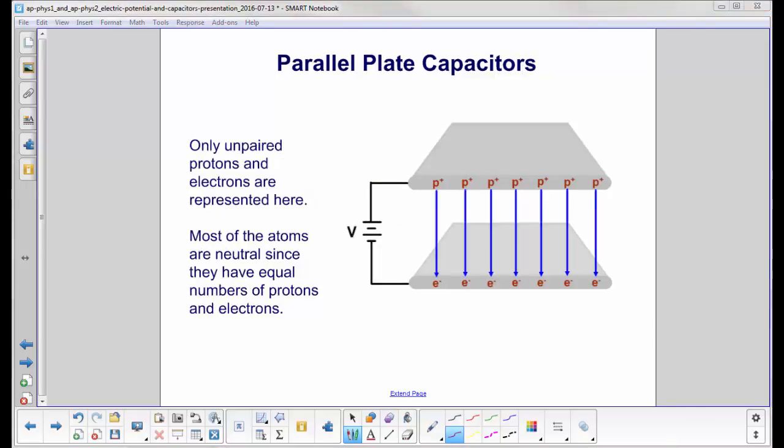We let this go for a while until you see a number of positive ions up here, and actually, of course, they're spread out over this entire plate, but we're just showing the edge. And a number of electrons. For every positive ion, there's one electron, so the total charge stays neutral on the capacitors. Most of the atoms are neutral since they have equal numbers of protons and electrons. This is just showing the ions and the electrons, which depend a lot on what voltage you put here and other factors that we're going to go into shortly.